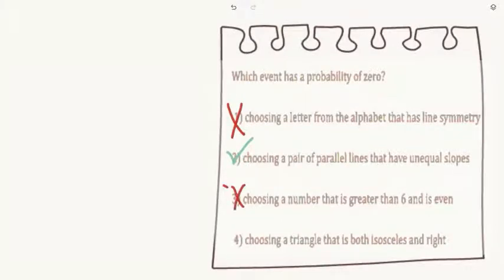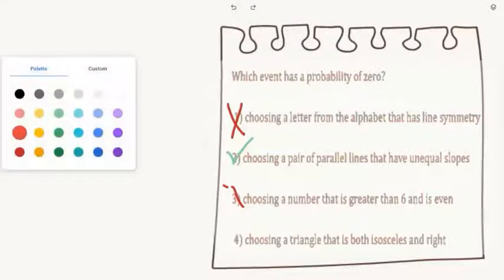Number 4, choosing a triangle that is both isosceles and right. We're going to see over here 45, 45, and then 90. Those are both isosceles and right. So that makes option 4 incorrect.